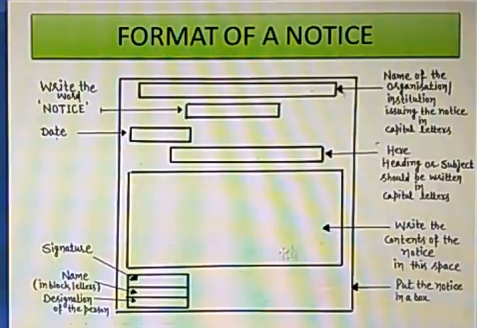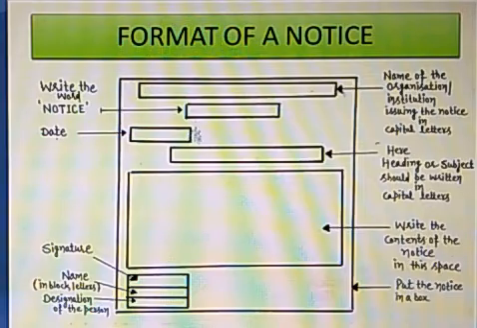Students, this is the format of a notice. As I have discussed with you before, in the beginning we have to write the name of the organization which is issuing the notice. In the beginning you have to write, in capital letters, the name of the issuing authority. Then you have to write in capital letters the word notice. Then on the left side you have to mention the date, and here you have to write the subject or the heading of the notice. It should be in capital letters.